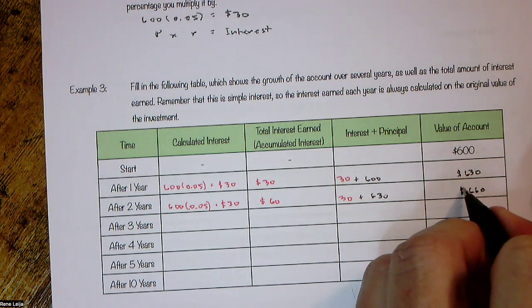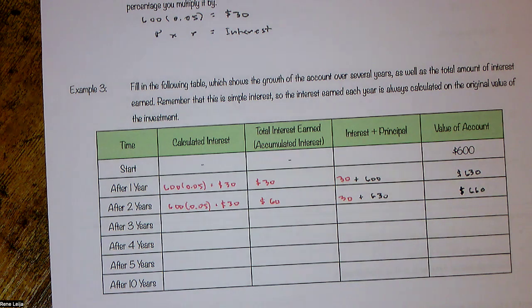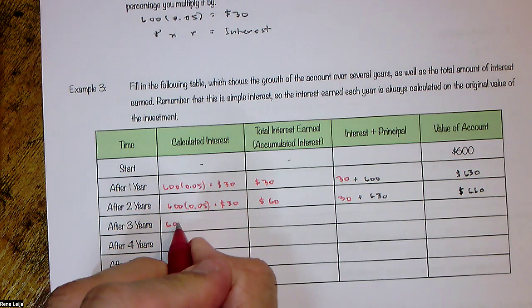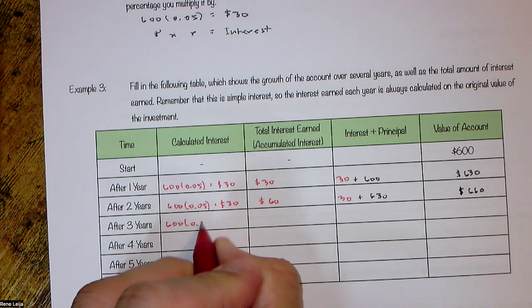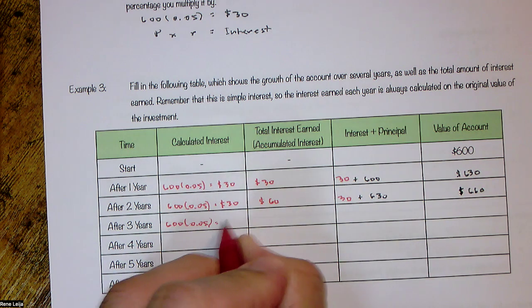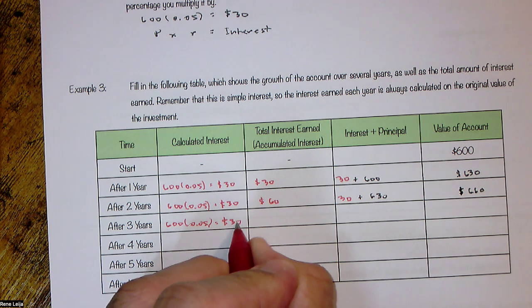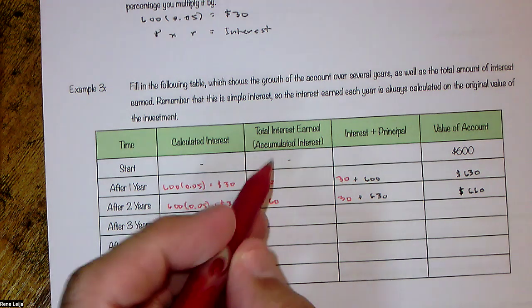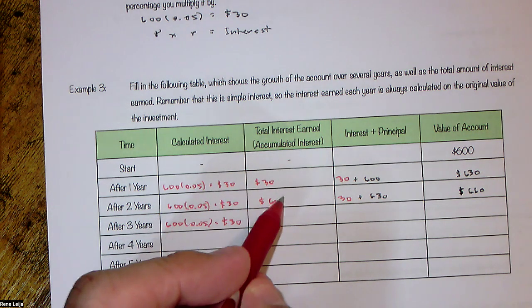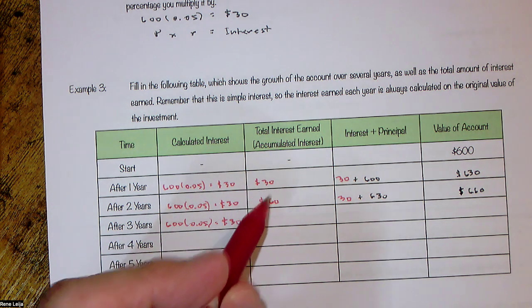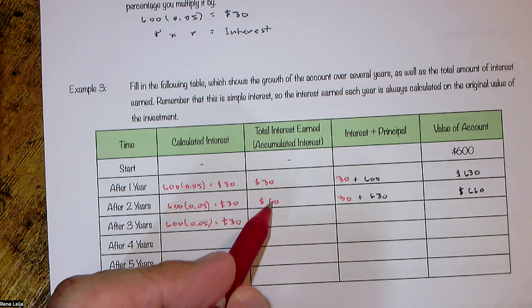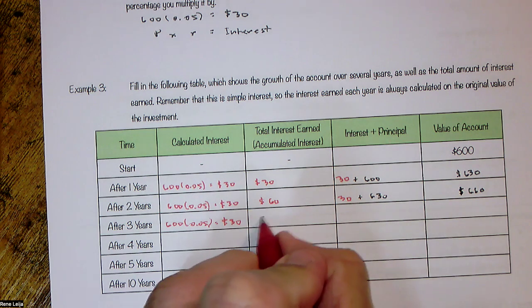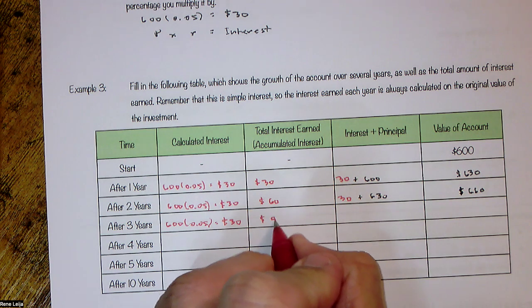Okay. All right. Now for year three, we're going to do the same thing. It's our principal times the interest rate, which is $30. So we've earned $30 for year three. Now, how much have I earned in interest so far? Well, year one was 30. Year two, we earned another 30. So that's 30 and 30 is 60. Year three, we just earned another 30. So this is going to be $90.